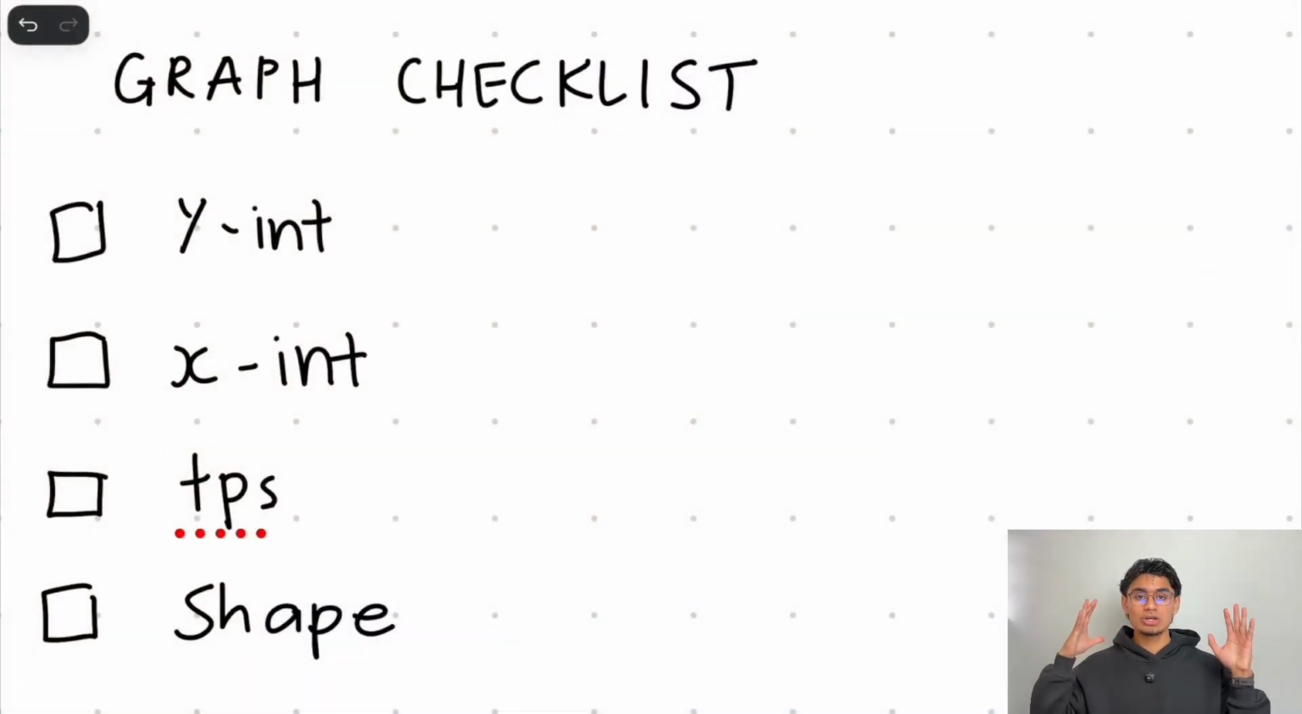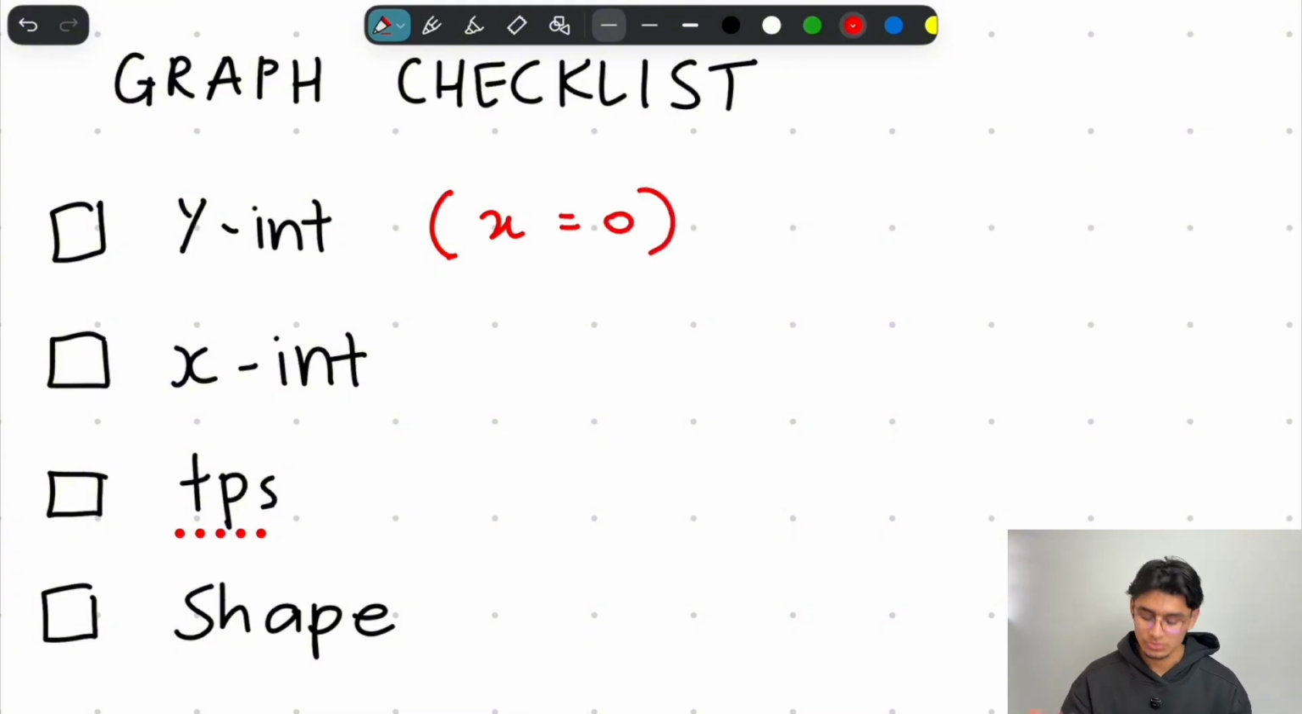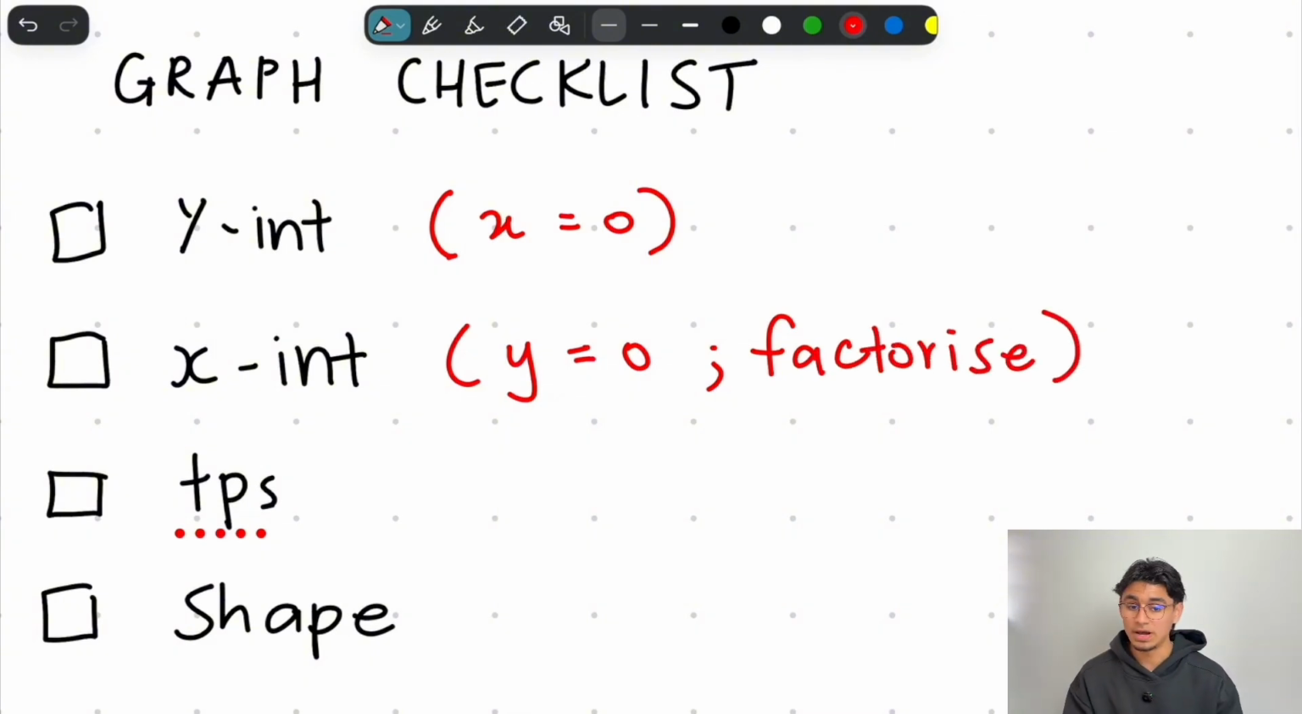So before we actually go into drawing the graphs, let's first go over the graph checklist that I have on the screen. In order to draw a graph, you're going to need 4 things. The first thing being the y-intercept. The y-intercept is easy to find. All you're going to do is make x equals 0. The x-intercepts, not as easy to find, but you just use synthetic division if you need to. To do this, you just make y equals 0. And then you also need to make sure you are factorizing.